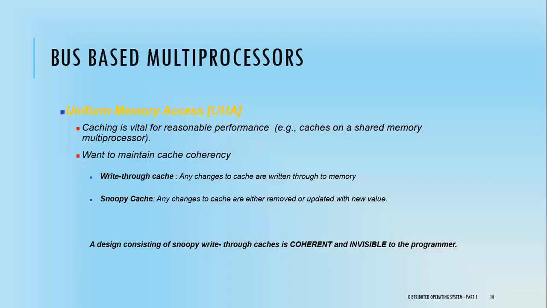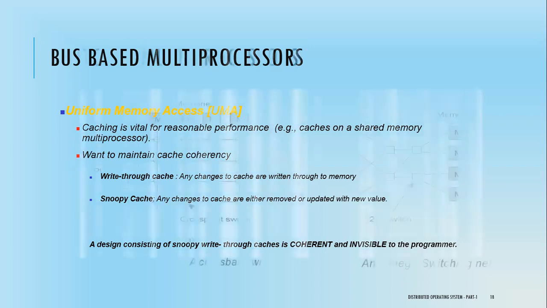In a bus-based multiprocessor, uniform memory access. Caching is vital for reasonable performance. Example: caches on a shared memory multiprocessor. It wants to maintain cache coherency. One is a write-through cache: any changes to the cache are written through to memory. Snoopy cache: any changes to the cache are either removed or updated with the new value. A design consisting of Snoopy write-through caches is coherent and invisible to the programmer.